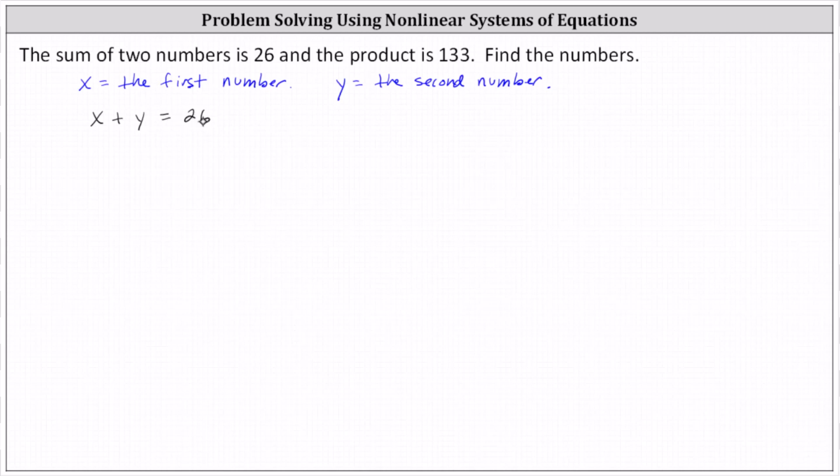We also know the product is 133, which means x times y equals 133. And now we need to solve the nonlinear system. Let's use the method of substitution. Let's solve the first equation for y, and then we'll perform a substitution for y in the second equation.